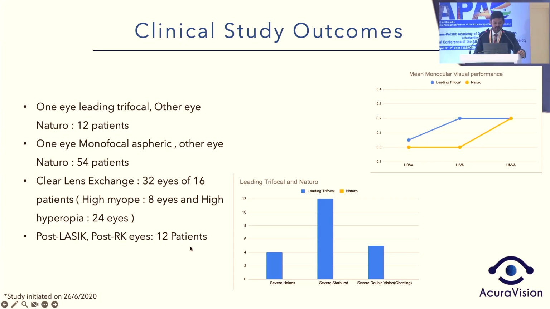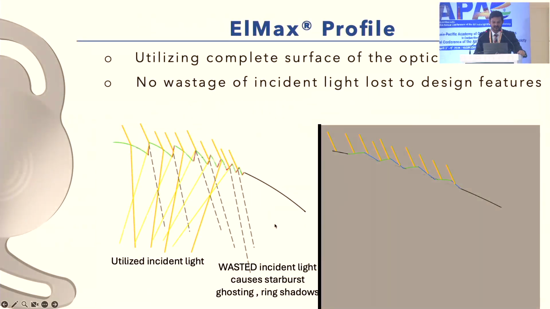We've also done one eye monofocal aspheric and another eye Naturo in 54 patients, and clear lens exchange in 32 eyes of 16 patients. Like sir was talking about, one patient has an eye which is a clear lens, a young patient with good accommodation, and the other eye has a post-traumatic PSC or a steroid-induced cataract or something like that. That is the litmus test, and this is my go-to lens there. The reason it does so well is because it has this LMAX profile, which eliminates all these edges and utilizes the complete surface of the lens to produce useful focus.